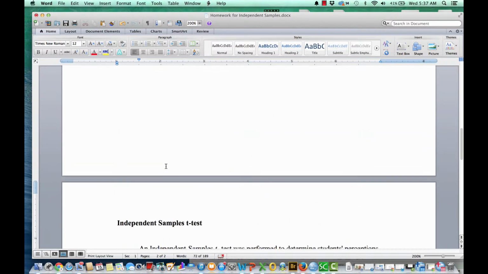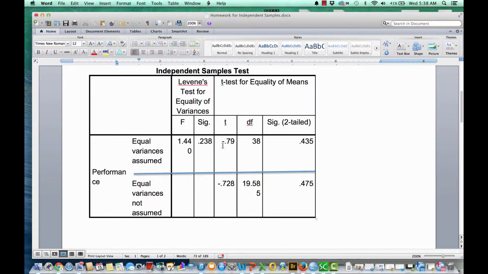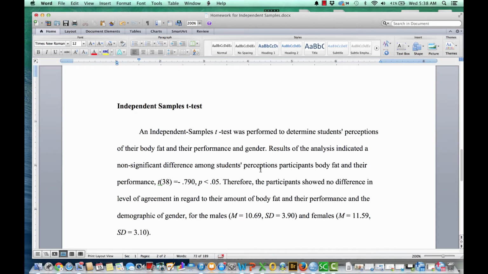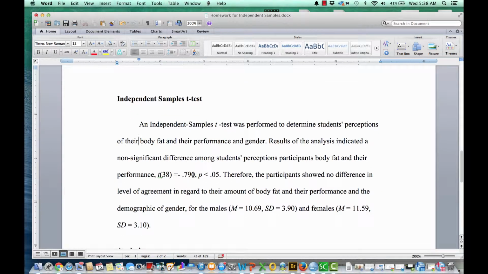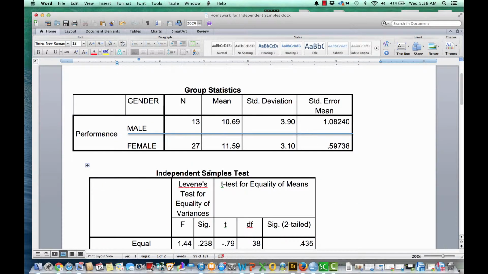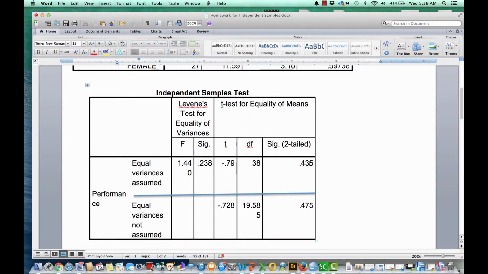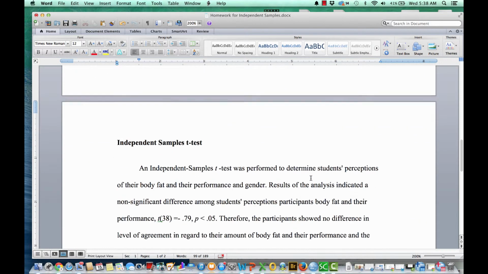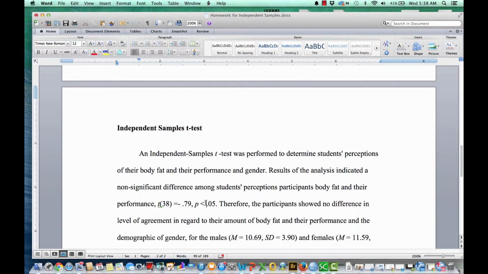t(38) was the df. That would be right here. Okay, negative 7.90, and p is less than 0.05. Is that correct? No. At 0.435, it would be above. So make sure that you're double checking and proofreading your stuff for errors.